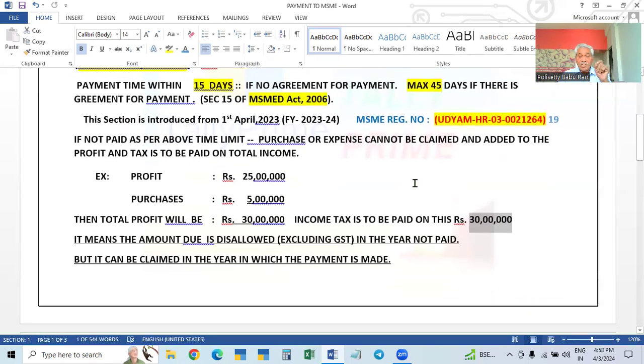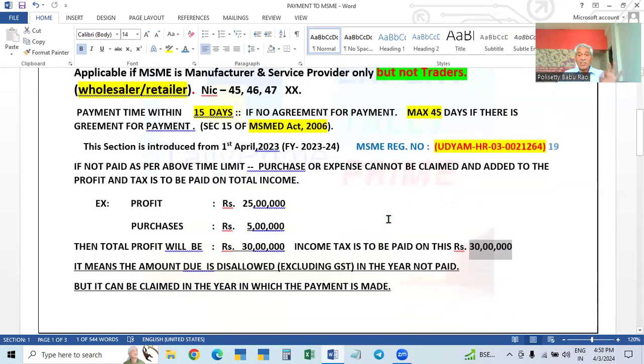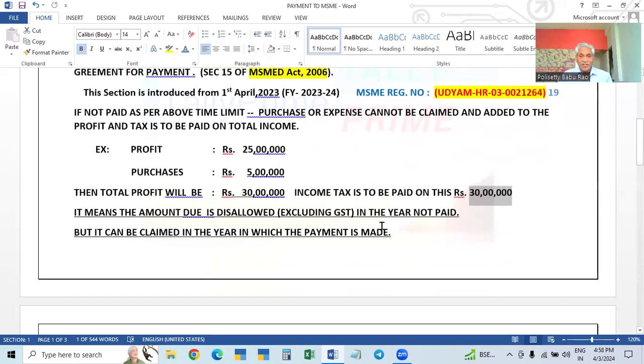But the interest paid for the late payment will be debited to the profit and loss account, but the interest will not be allowed as a deduction. It will not be allowed. So it will definitely be added back to the profit. Only the purchase or expense amount will be disallowed, if applicable, and allowed again in the next financial year. But the interest will not be allowed as a deduction. It will be added back to the profit.